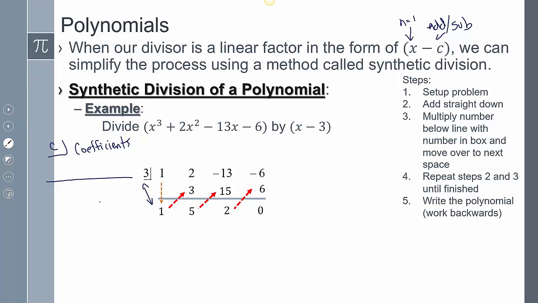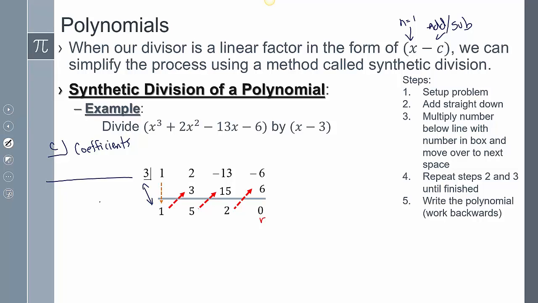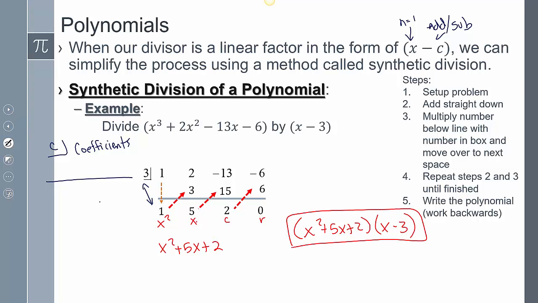Now we perform the synthetic division. Now I have to spend time to interpret my answer. So this is going to be my remainder, my constant, this is my x, and this is my x squared. So I get x squared plus 5x plus 2. So now, writing out what my polynomial would be, I would say that this is going to be x squared plus 5x plus 2, and then times x minus 3. And so that's going to be my answer.